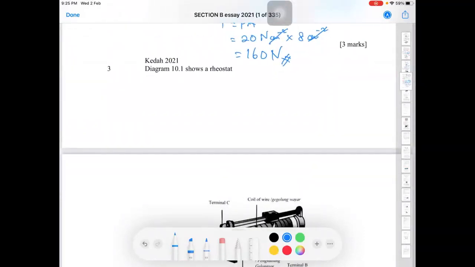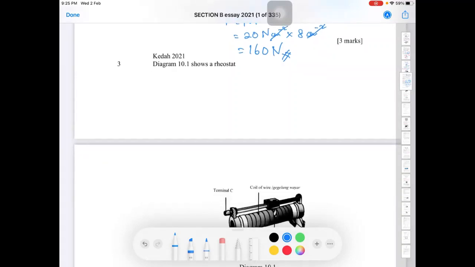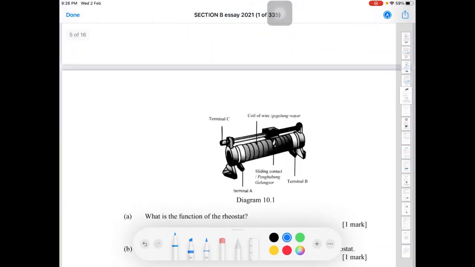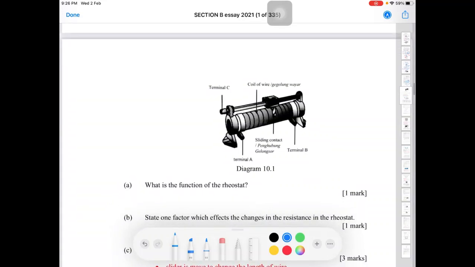Okay, diagram 10.1 shows a rheostat. Okay, so rheostat ni berhati-hati. So kita ada amali tahun ni. Mungkin kalau dia keluar electricity, then you have to use the rheostat. Then you should know what is actually rheostat used for. Alright, so rheostat in your lab you dah pernah guna. Yang penting rheostat itu you kena pastikan sambungan the rheostat is correct. So you janganlah duk sambung salah. Alright.